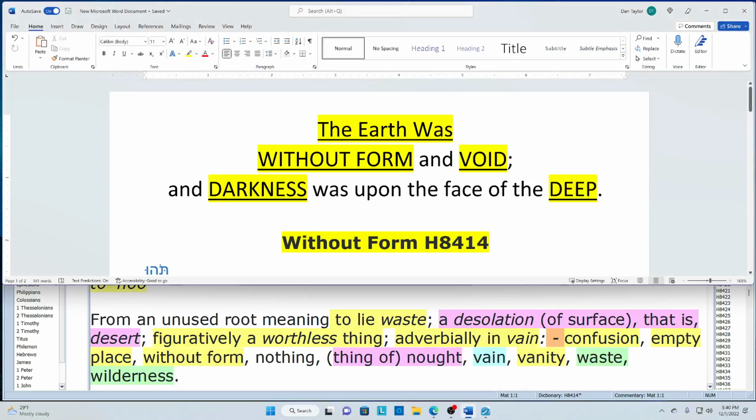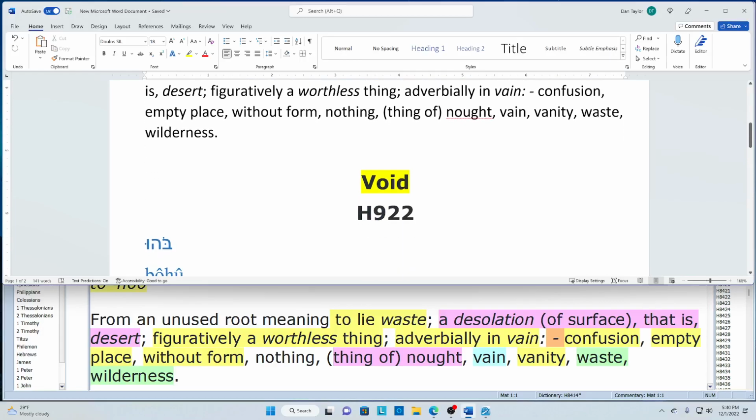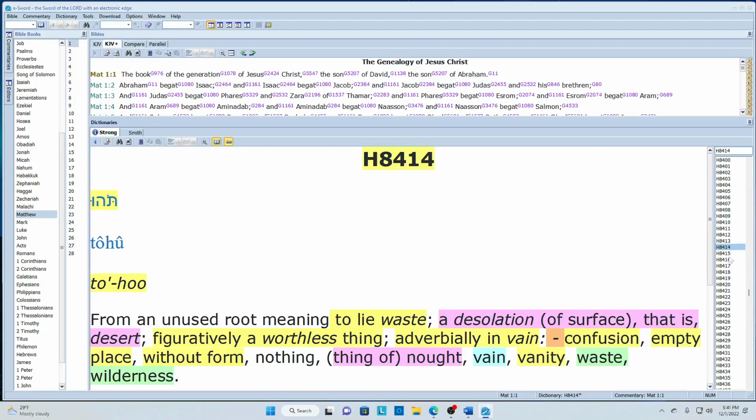What's the next one? Void. So we just did "without form," and next we're going to do "void." I'm going to scroll down. Here are all the definitions again. I just copied and pasted them into this note. Void is H922. So I'm going to go find H922. I'm in the 2000s. There's the 1000s. I'm looking for 922. Better slow down. There we go. A little more scrolling and I'll nail it. 922, there you are.